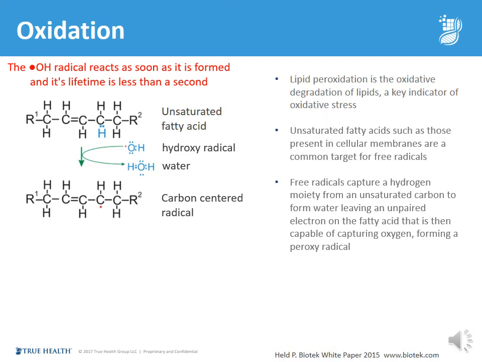But what happens to the fatty acid? You now have what's called a carbon-centered radical. The carbon atom now has an unpaired electron. The hydrogen atom has left and become part of a water molecule, which the body can easily get rid of. So the free radical captured the hydrogen moiety that was in that unsaturated fatty acid carbon to form water, leaving an unpaired electron on the fatty acid. And guess what? That's going to be readily available to bind to oxygen in the oxidation process.